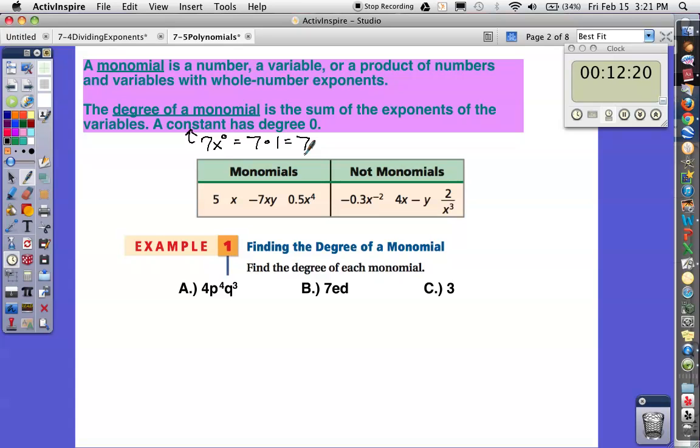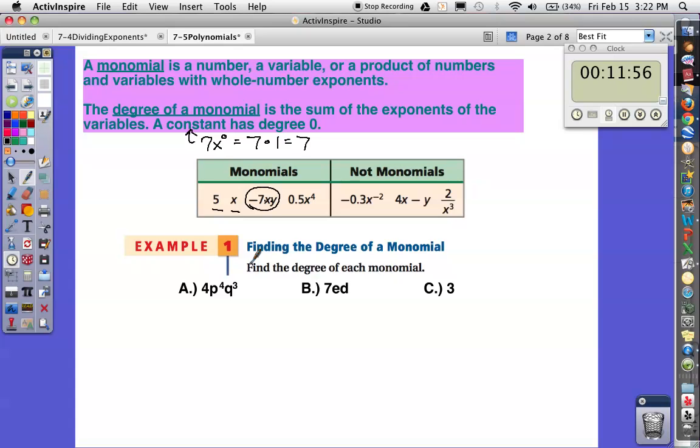So here are a couple of examples of monomials. 5, just a number, is going to be a monomial. Just a variable like x could be a monomial. Remember we talked about addition and subtraction being the operations that separate terms. So when you have negative 7xy, there's only multiplication in there, which means that is one term. It is a monomial. And then you could have a fraction or a decimal in front of it as well.